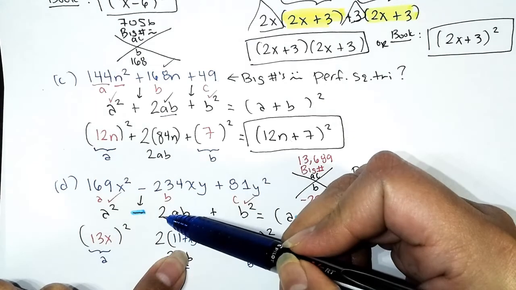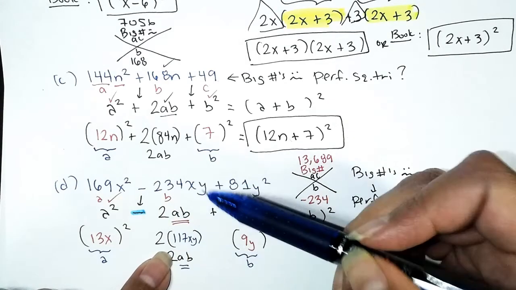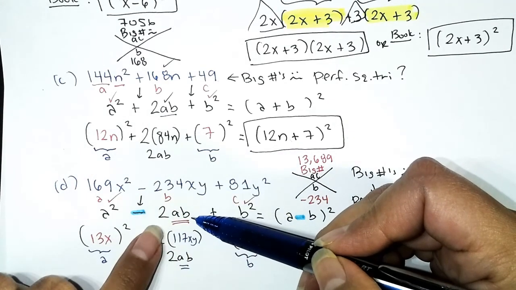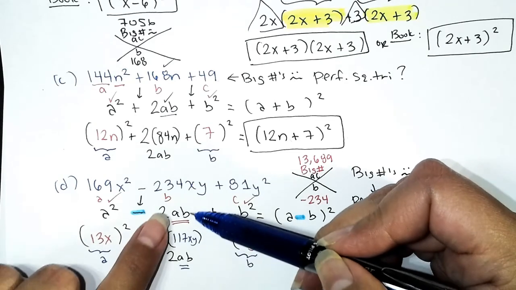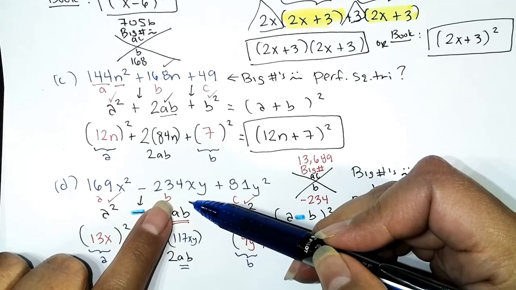When we double it up, because that's what we have, 2ab. We got the ab part. Now we need the times 2 part. When we double it up, that will give us 234xy. Oh, look, I'm crying, but this time tears of happiness.